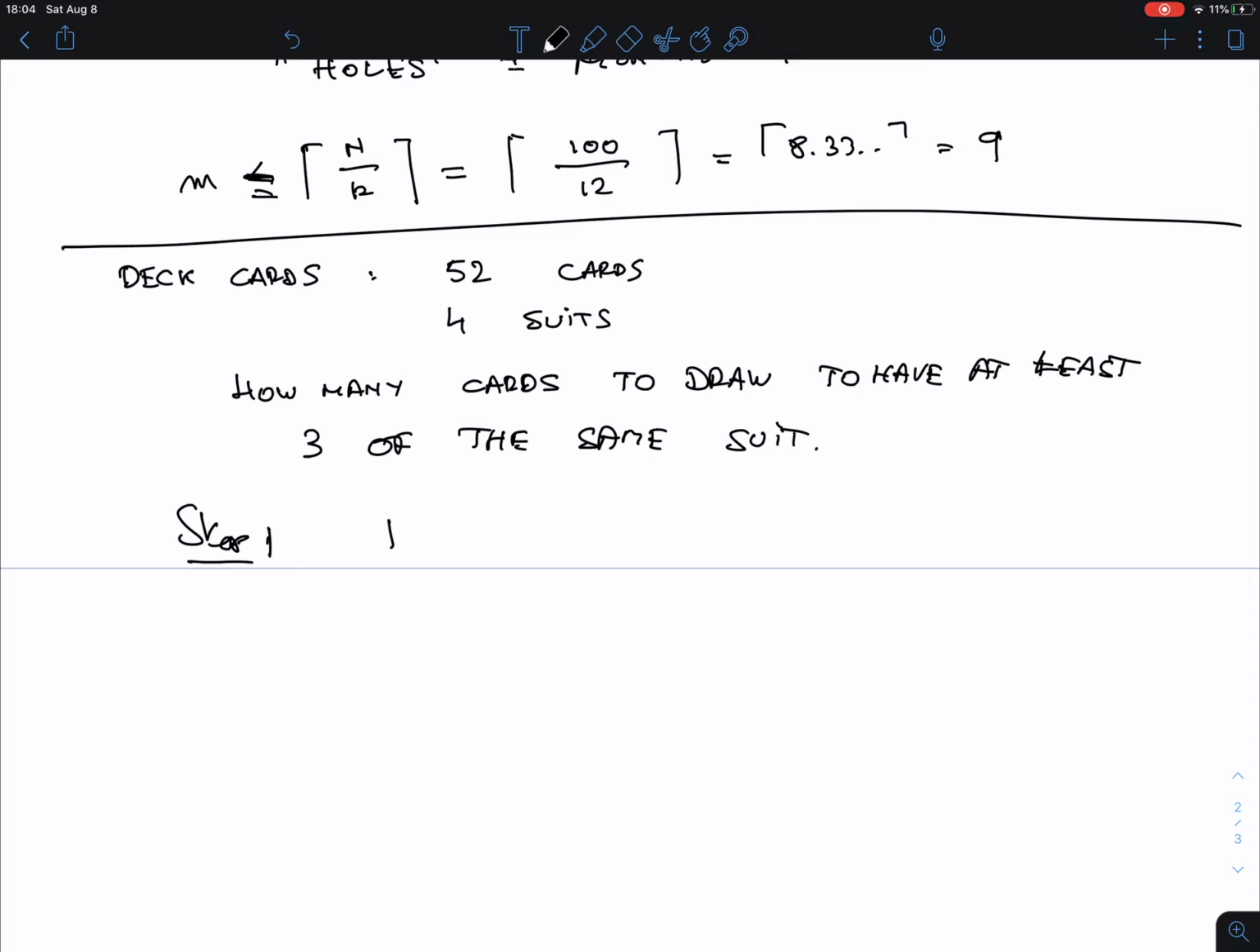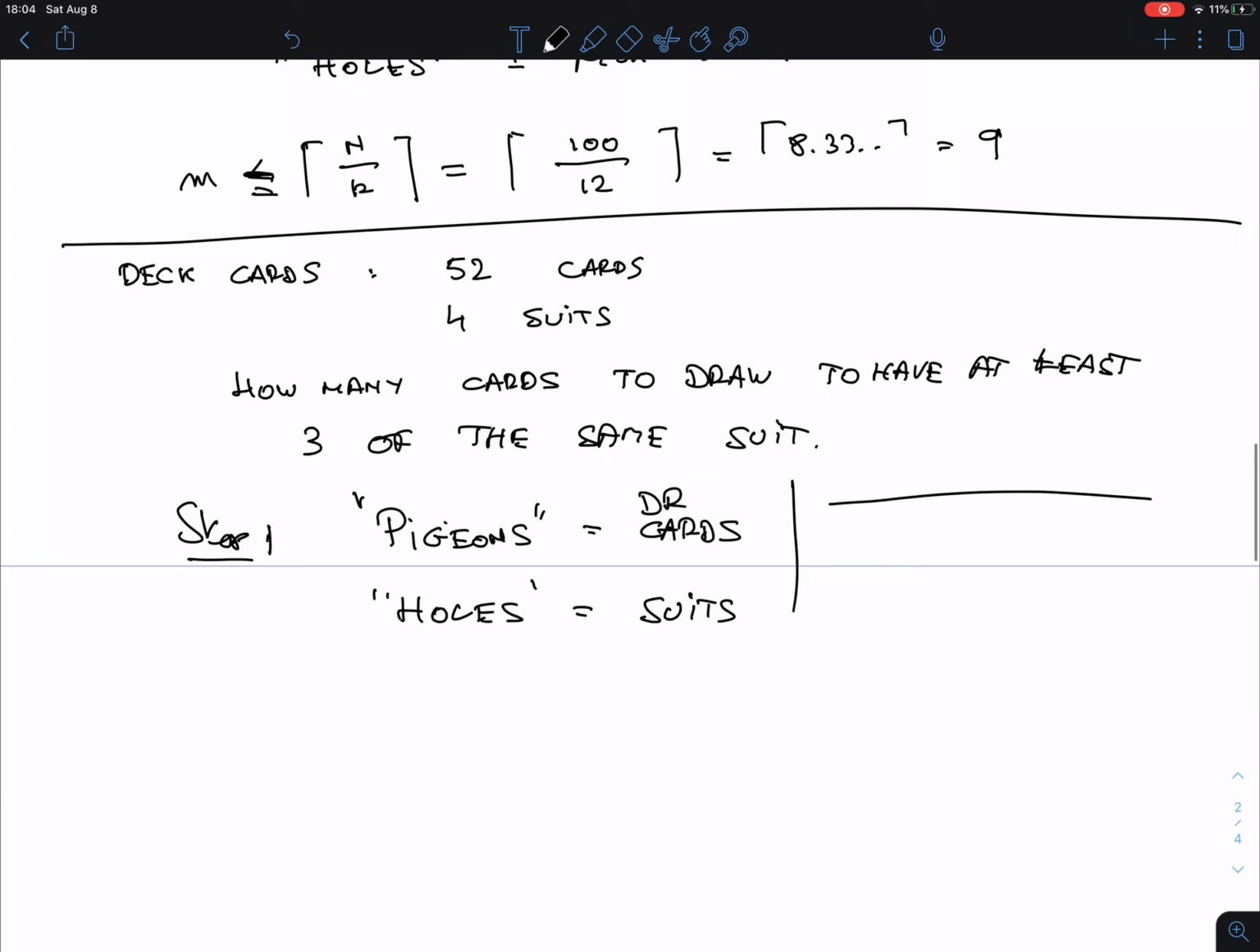What are the pigeons here? Well, the pigeons are the cards that I'm drawing. What are the holes? Well, the suits, right? So what are the cards? The drawn cards. I'm drawing cards. So what is N here? Now you say 52. No, N is the number of cards I draw. Of course, it can never be more than 52 because there are only 52 cards. But N I don't know yet. That's the question. How many cards? So N I don't know.